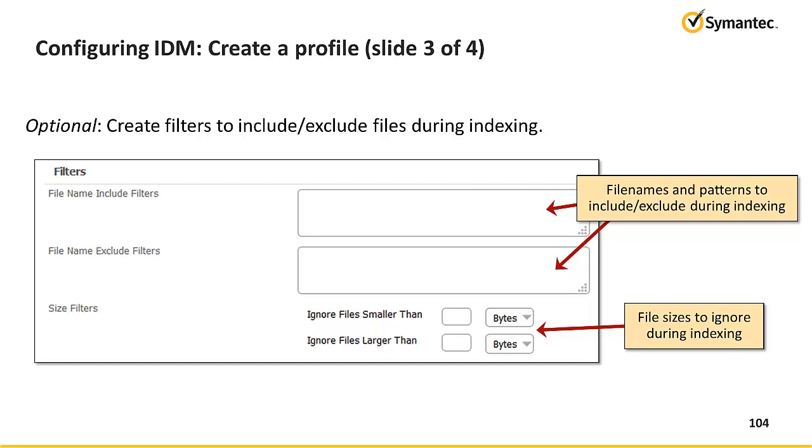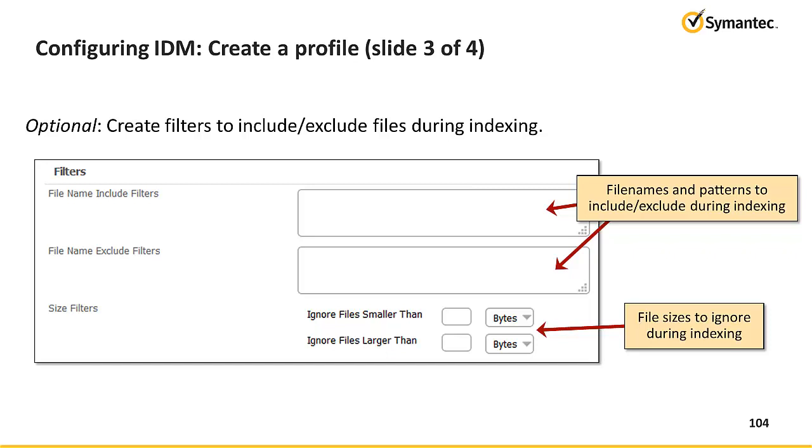After the document source has been referenced, you can optionally create filters to include or exclude files during indexing. If the file name filters fields are empty, Symantec DLP will index all documents in the specified document source. If you enter anything in the file name includes filters field, Symantec DLP will index only those documents that match the filters.